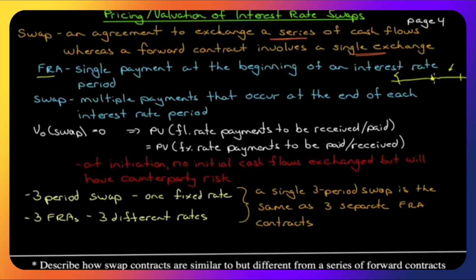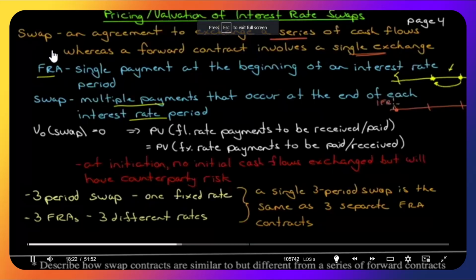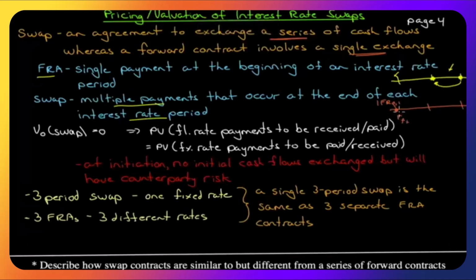And as of this date over here, we know what the payoff is going to be, but the payoff is at the end of the period. But since we already know what it's going to be, we discount it back and we settle up over here. A swap, on the other hand, has multiple payments that occur at the end of each interest rate period. So in a swap, let's do the same thing again. At this point in time, we observe what IFR01 is, and we know what RFX, the fixed rate, is, and interest accrues over this period of time, and we settle up here.